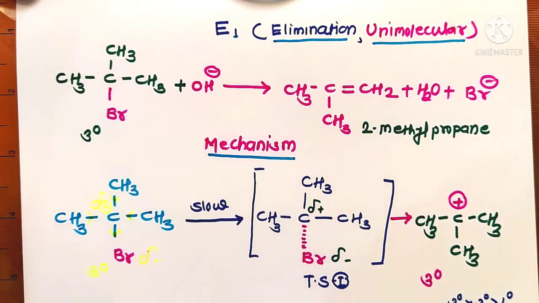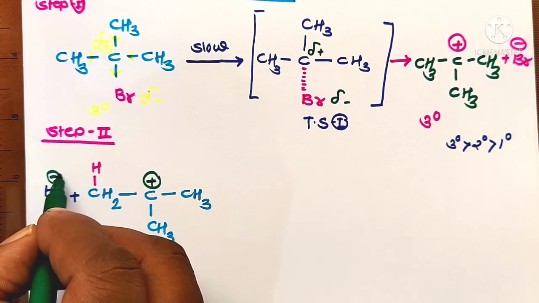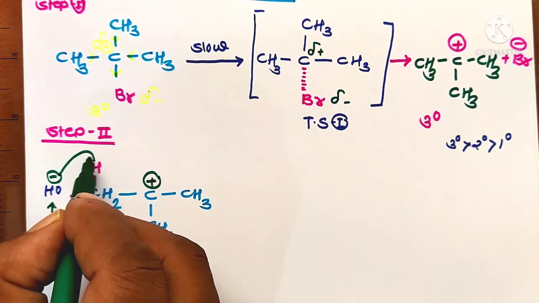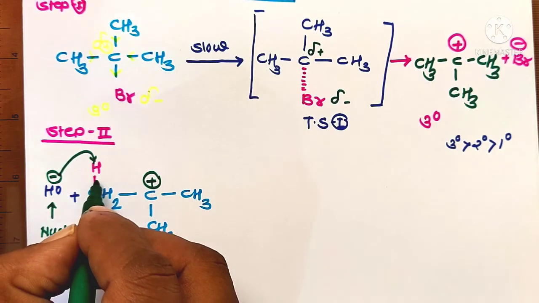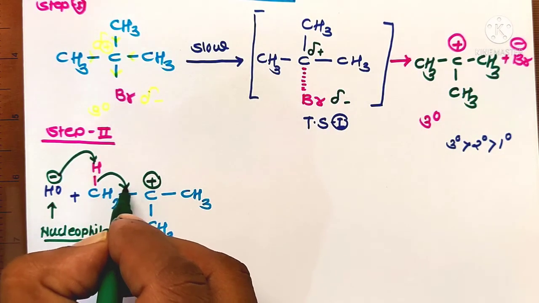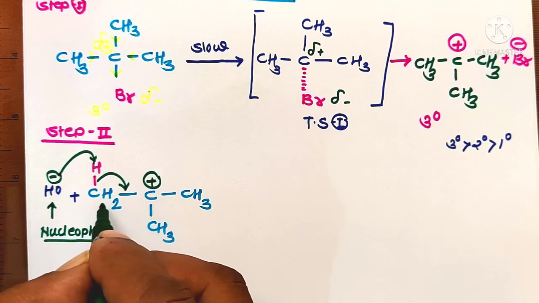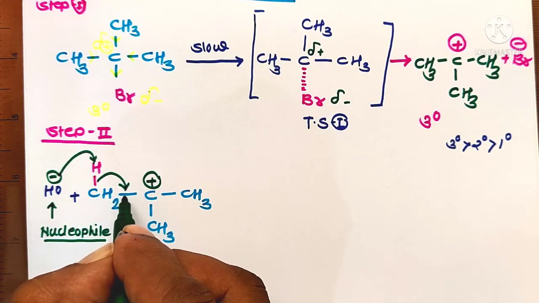In the next step, the OH minus ion, that is the base, abstracts an H plus ion, and then the bonding electrons shift toward the electron deficient carbocation at the CH2 carbon to form a double bond.